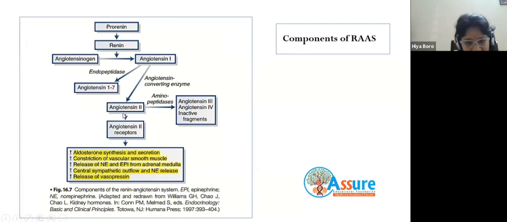Then angiotensin 2 acts on the angiotensin 2 receptors, and these are the main functions of angiotensin 2: increase aldosterone synthesis and secretion, increase constriction of the vascular smooth muscle, increase release of norepinephrine and epinephrine from the adrenal medulla, increase central sympathetic outflow and norepinephrine release, and increase release of vasopressin. So these are the various functions of angiotensin 2.